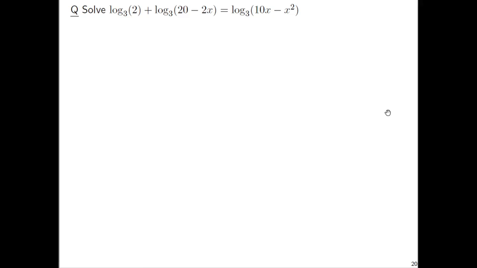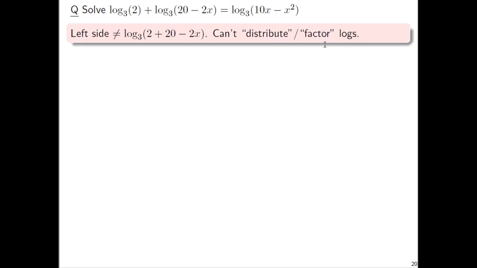Okay, now let's solve log base 3 of 2 plus log base 3 of 20 minus 2x equals log base 3 of 10x minus x squared. You might look at that and it's super tempting to turn the left side into log base 3 of 2 plus 20 minus 2x. We can't do that.